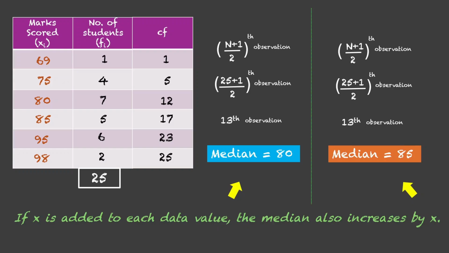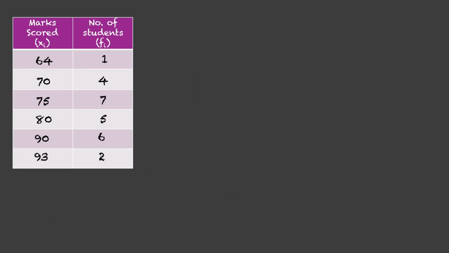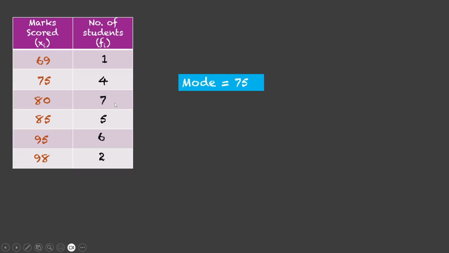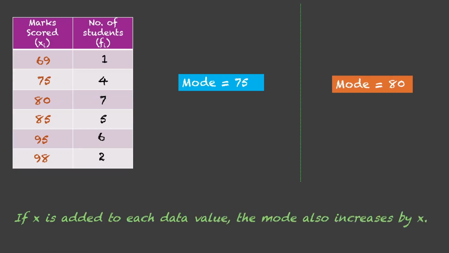Let us look at the effect on mode as well. So we have the data. Mode is the highest frequency, right? So it is this one. Mode in this case is 75 marks. Once we update the marks, mode would still be the one with the highest frequency, which now is 80. So once again, if x is added to each data value, the mode also increases by x, and the same is true for multiplication, subtraction, and division as well.